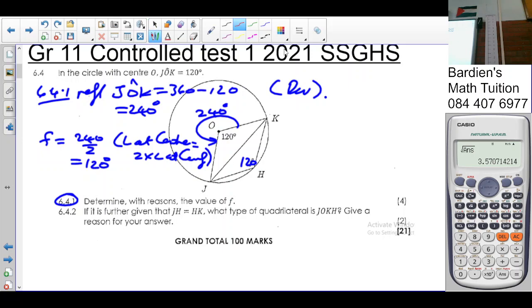The next question says, if it's further given that JH is equal to HK. That means you say that those angles are equal. Why? Because angles opposite equal sides. What type of quadrilateral is JOKH? Give a reason for your answer. So since that is equal then, and that will be equal. Why would that be equal? Because it's radii. So we're going to say that OK is equal to OJ. Why? Because of your radius. Then JH is equal to KH, that was given.